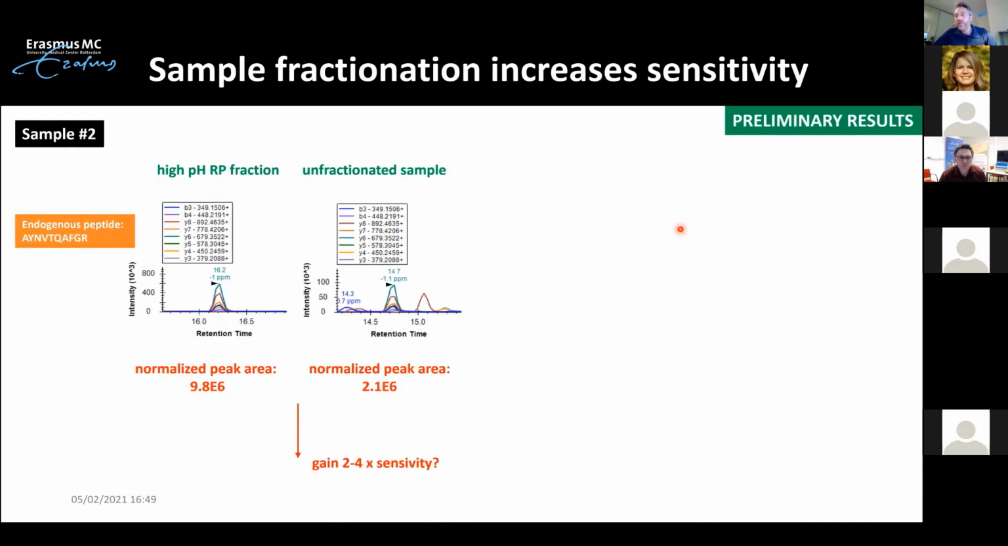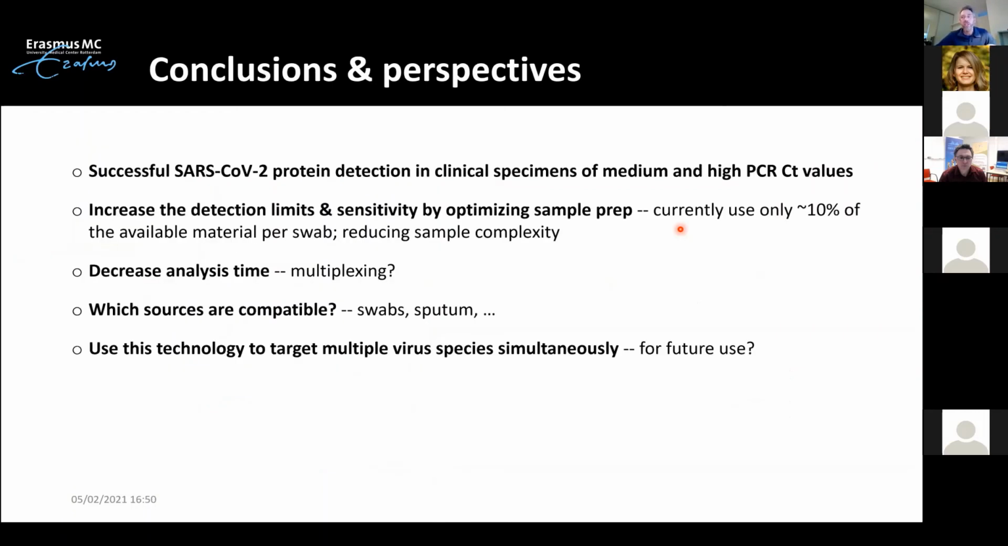This is a peptide from a higher viral count sample, and from the peak areas we conclude that using fractionation we may gain another 2 to 4 times in sensitivity. So there's still work to do. So in conclusion, yes, we can detect viral material in patient samples. And well, that's great, of course. And even at relatively high CT values, so low viral counts, we often can detect at least a few peptides.